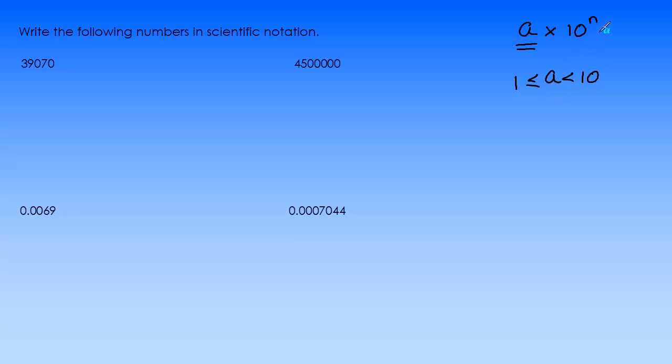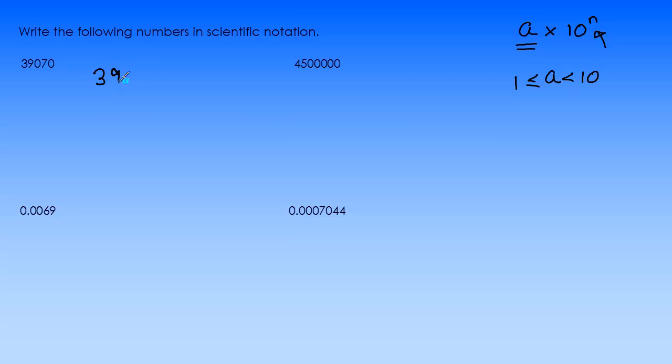N is always an integer. So that's a positive or negative whole number. So how do we do this?